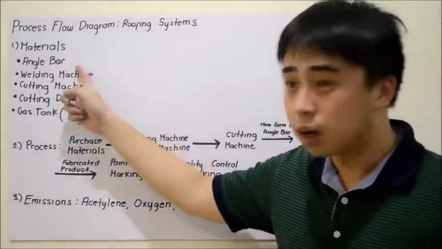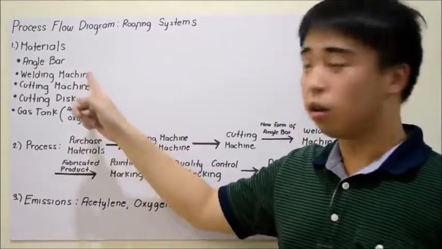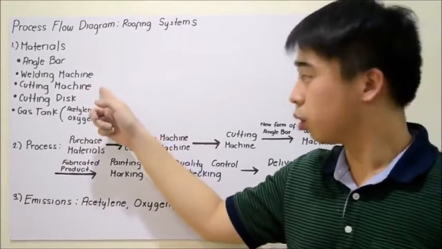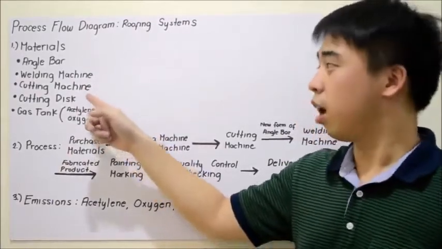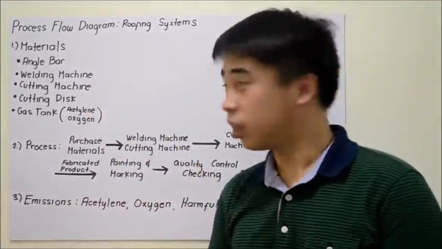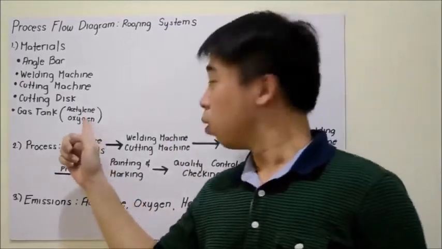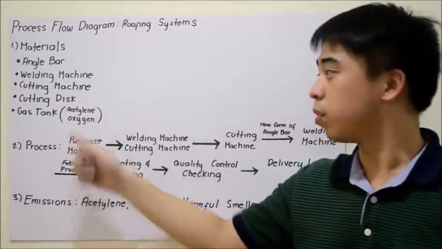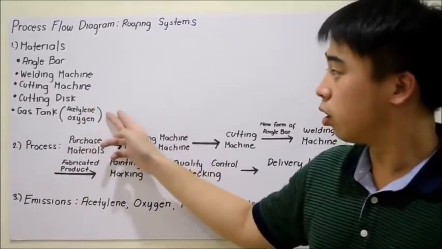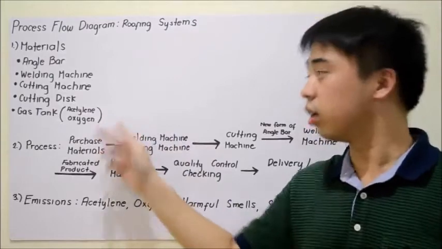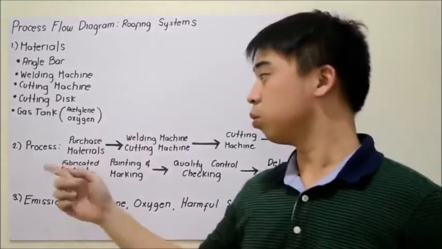We need an angle bar, a welding machine, also a cutting machine. For the welding machine and the cutting machine to work, we need a cutting disc. And for the welding machine, cutting machine, and the cutting disc to work, we need a gas tank with acetylene and oxygen. These four, for it to work, it's called oxy-acetylene welding and cutting. Okay, now let's go to the process.